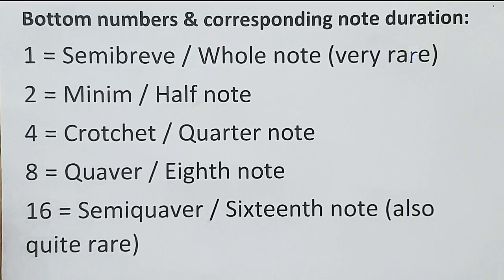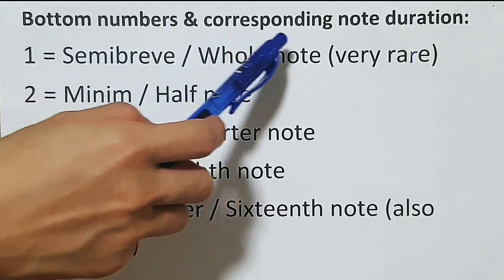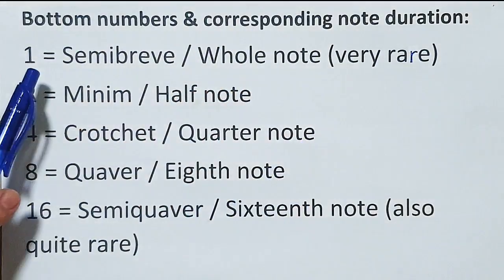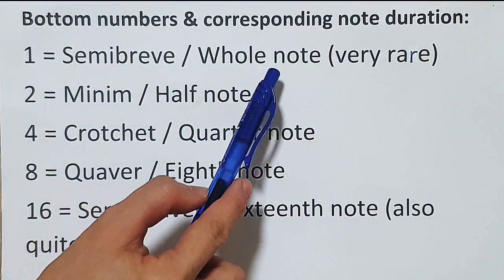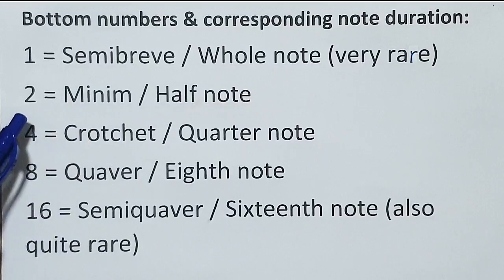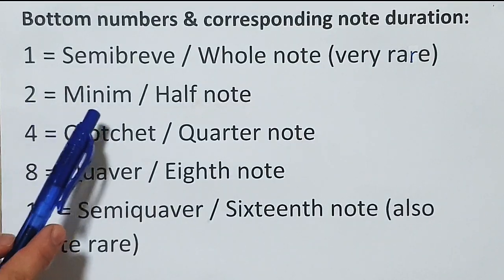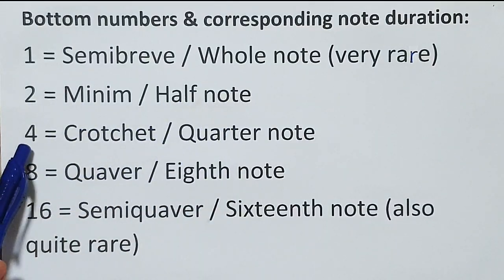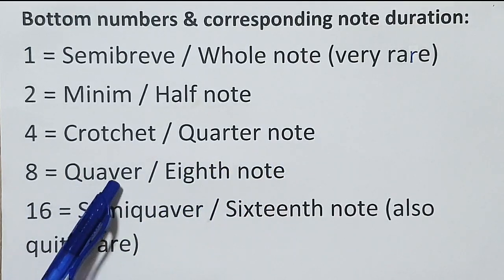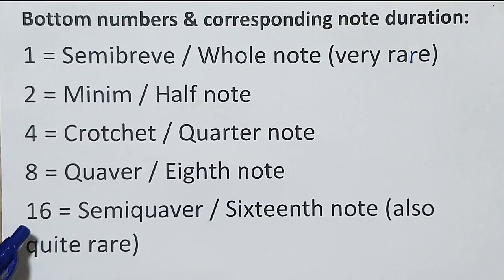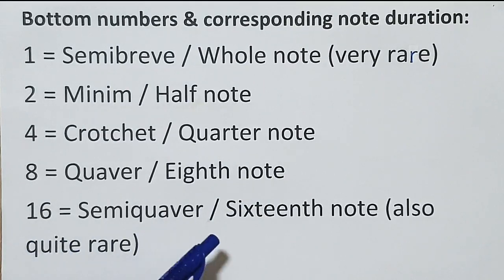Here is a summary of the bottom numbers and their corresponding note durations. When you see a 1 at the bottom, it means semibreve or a whole note, but this is very rare. When you see a 2 at the bottom, it means minim or half note. 4 means crotchet or quarter note. 8 means quaver or eighth note. 16 means semiquaver or 16th note.